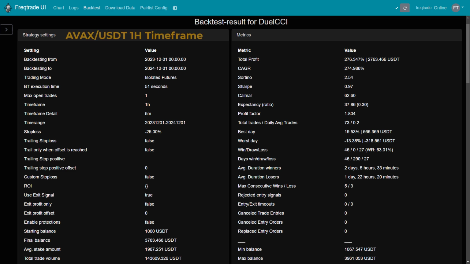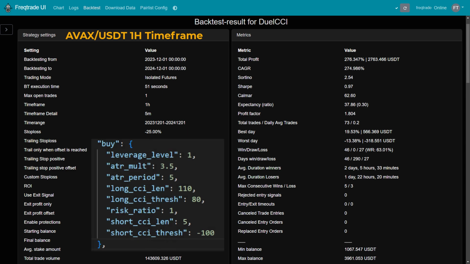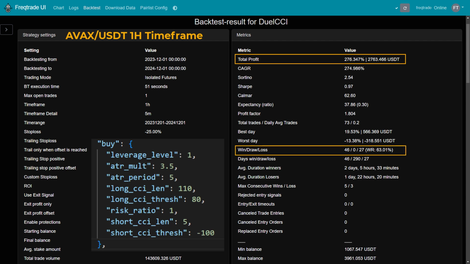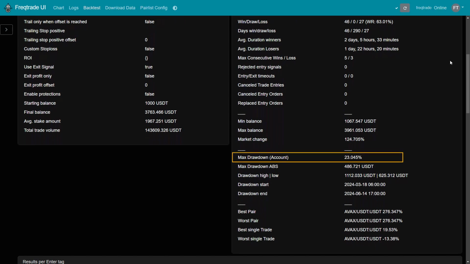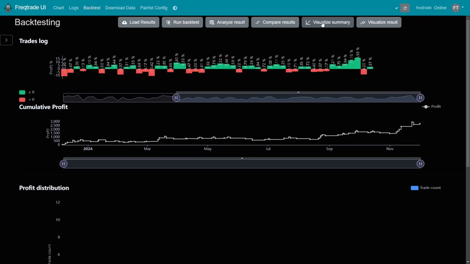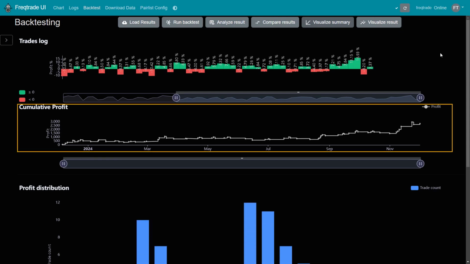We ran the strategy on the AVAX USDT pair, and here are the optimized parameters. The total profit is 276.34% with a 63% win rate. The maximum drawdown is 23%. And if we look at the cumulative profit line, it shows a steady upward trend.